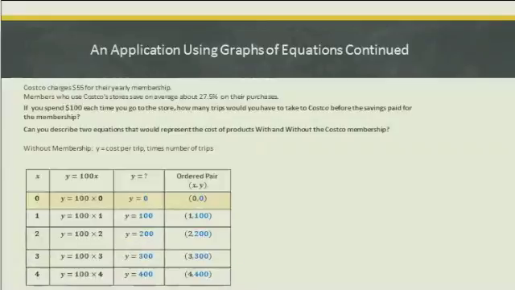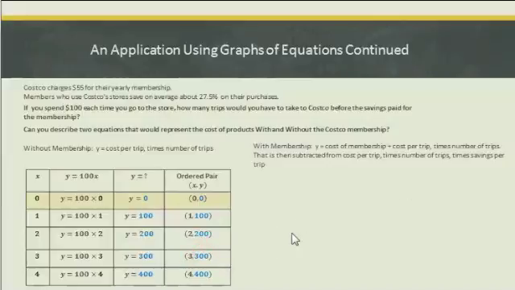So if we put in a table where x equals 0 through 4, what we can see is that y equals the amount per trip, $100, times the number of trips, x. So if you go 0 times, you spend $0. So 0 trips, $0. 1 trip, $100. 2 trips, $200, and so on.